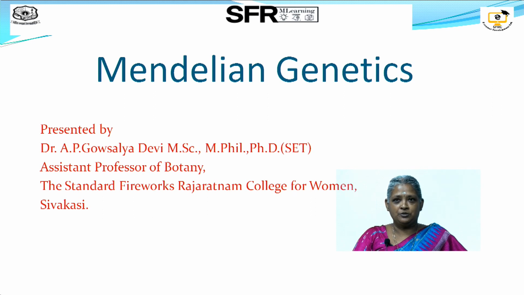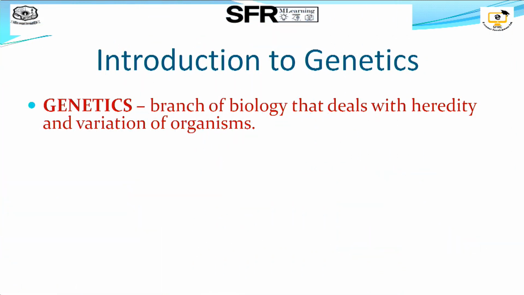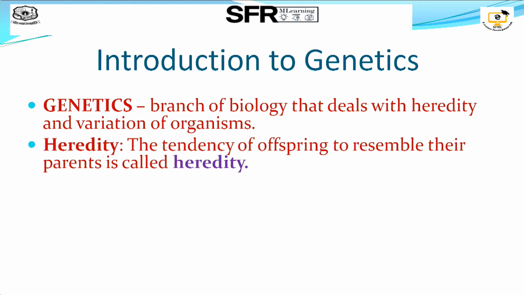Today we are going to see about Mendelian genetics, that is the basics of genetics, or what is the gene and all these things. Okay. Genetics. What do you mean by genetics first? Genetics is the branch of biology that deals with the heredity and variation of organisms. And heredity is the tendency of offspring to resemble their parents.